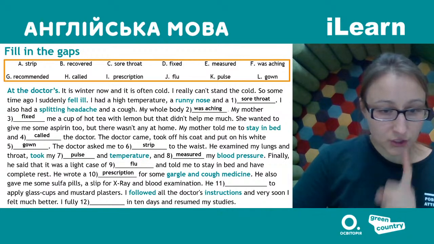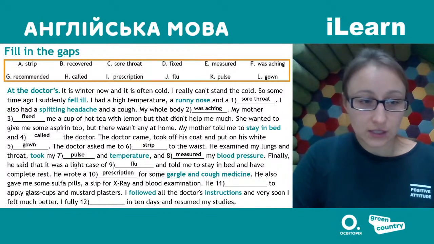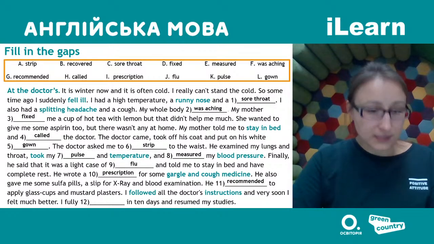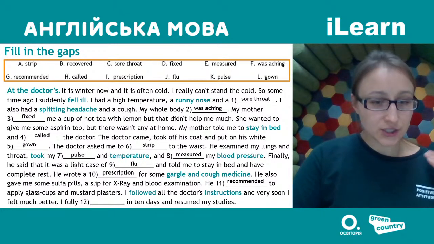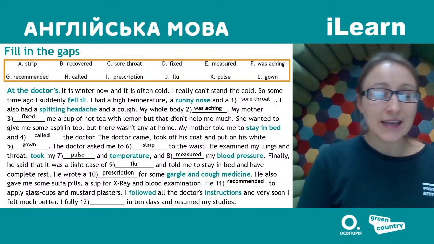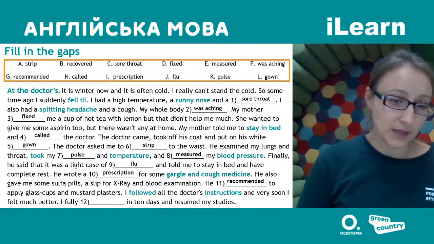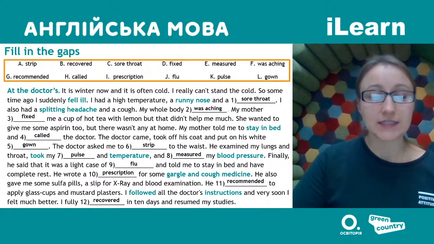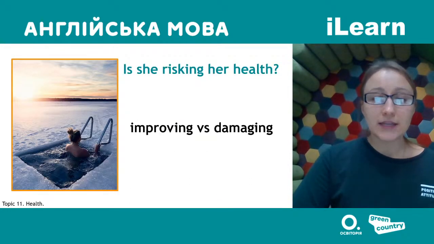Okay, я вам прочитаю ось це. A slip for X-ray and blood examination. Then he, number 11, he recommended to apply some glass cups and mustard plasters. Це гірчичники, можна здогадатися, да? Ми знаємо, що таке mustard. It would be easier, glass cups. I followed all the doctor's instructions and very soon I felt much better. I fully recovered. That's right. In 8 days and resumed my studies. І поновив мої навчання. Great.